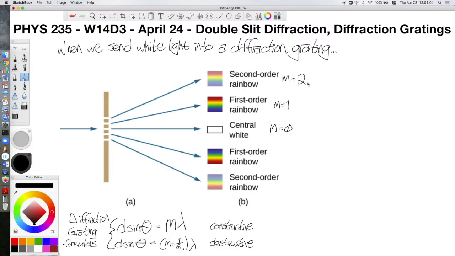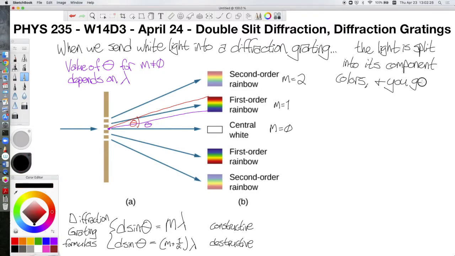But when we think about this, the angle at which a light ray bends off to the side to form its M equals 1 maxima will depend on the wavelength. So when we look at purple light coming to this M equals 1 rainbow, that light will follow this path to get here, with this angle. But red light will follow this path to get there with this angle, theta. So for any maxima that are not the central maxima, for any m that is not zero, our thetas will depend on lambda, which means a diffraction grating will split out white light into its component colors of the rainbow. And again, this will happen for any m that is not equal to zero.